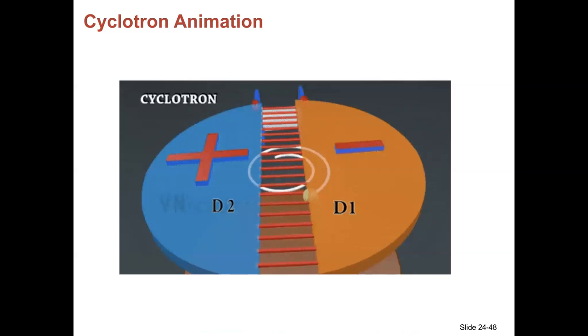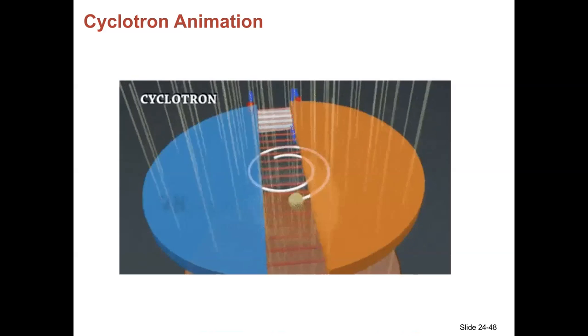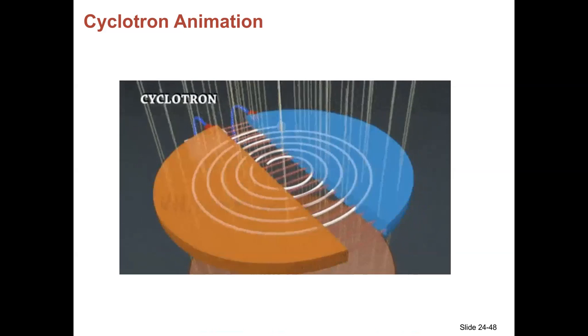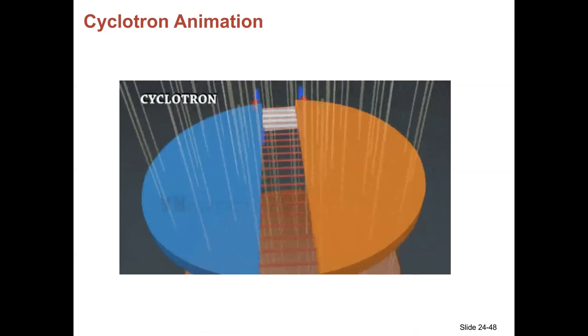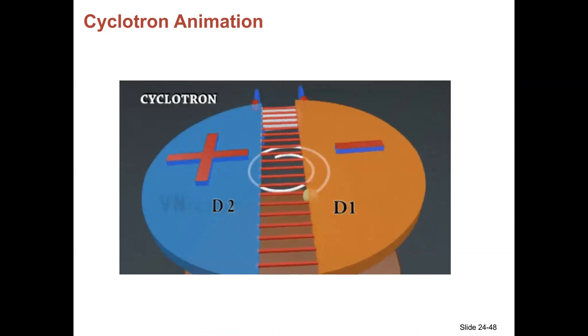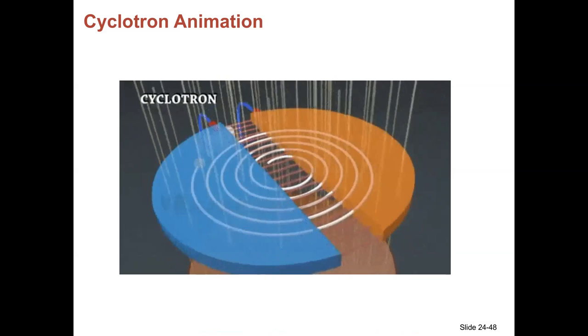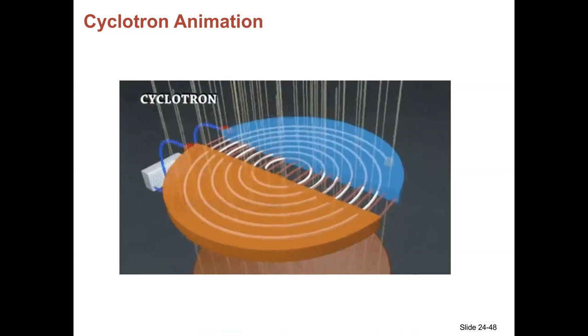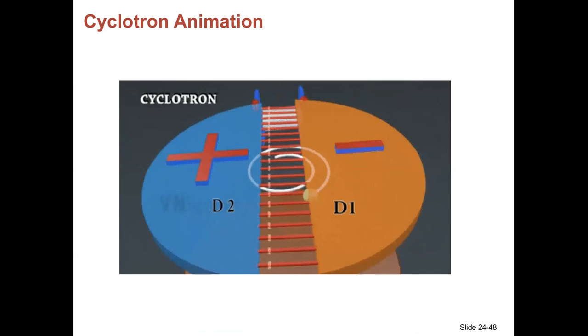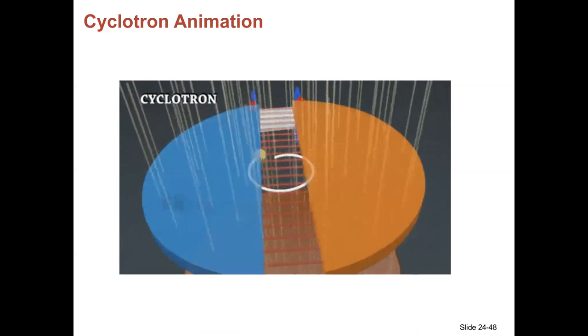So as an animation of what this looks like, your proton speeds up. As it speeds up, it makes a bigger and bigger circle. And the charge on the two plates switches back and forth, so it's always accelerating the proton when it crosses the gaps. And then when it hits the edge, it leaves and escapes.